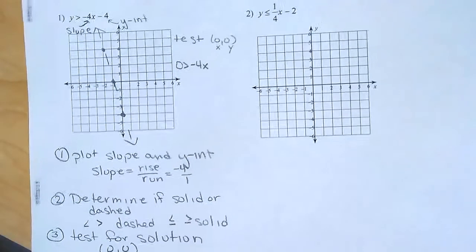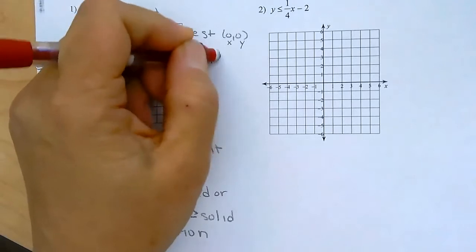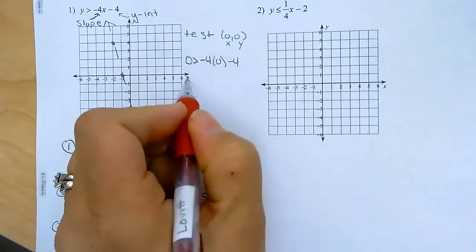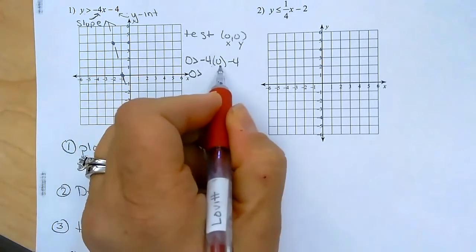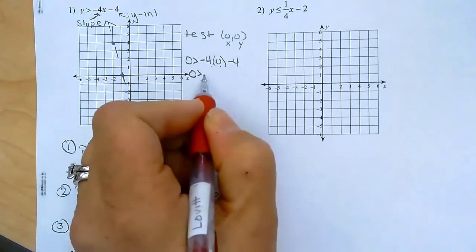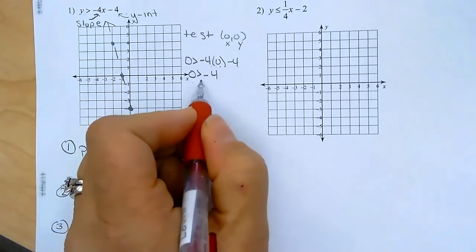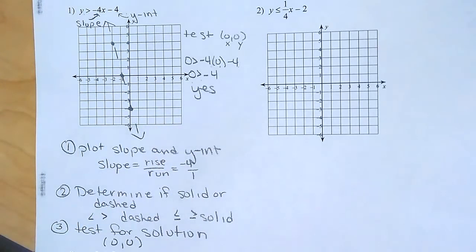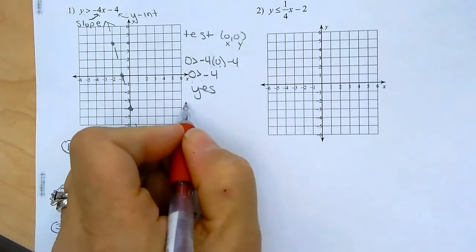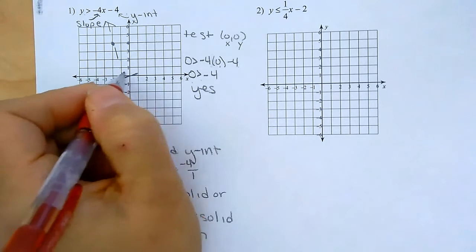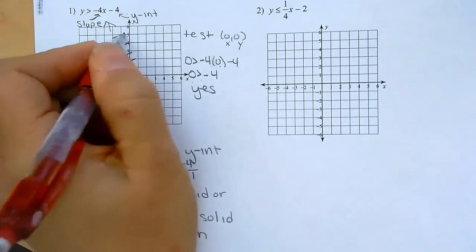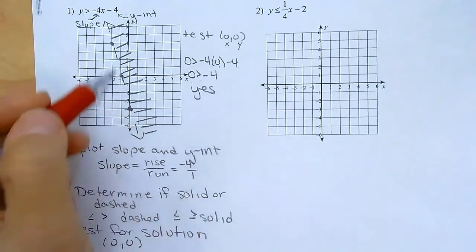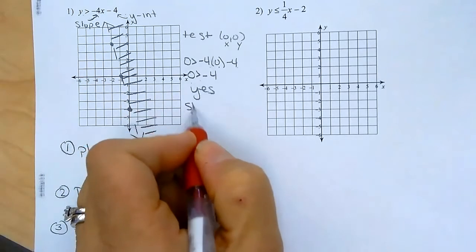Oh, shouldn't have. Got to put that 0 in there. Is 0 greater than -4 times 0 is 0, minus 4 is -4. Is 0 greater than -4? The answer is yes. And just like on the number lines, if it's a yes, you draw your arrows towards 0, 0. But this time we're just going to follow all the way along our line. All the way up and down. We don't stop at the axes. Our line is our barrier.